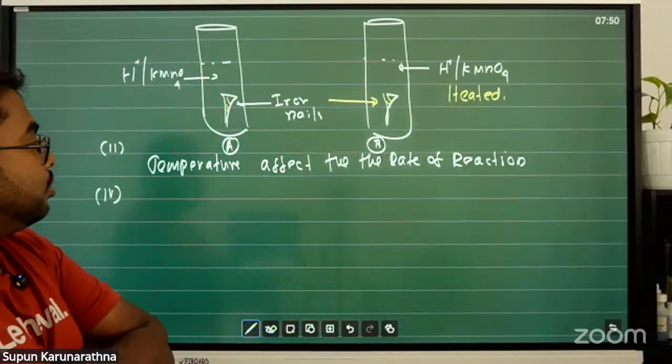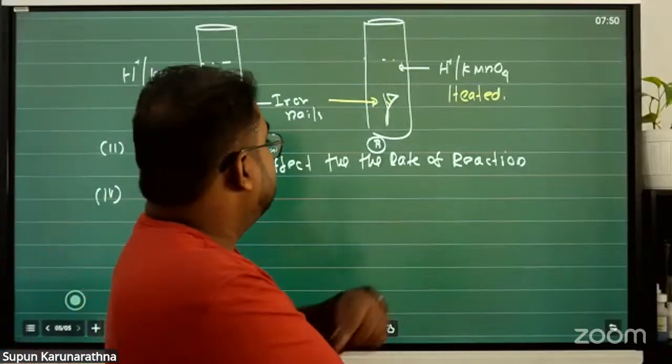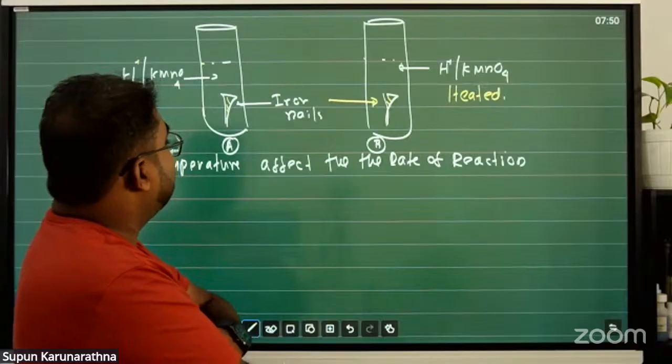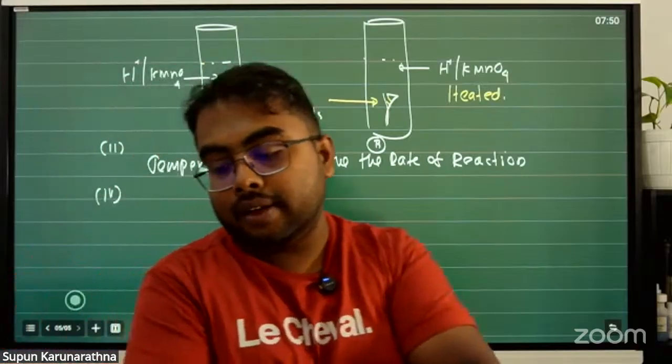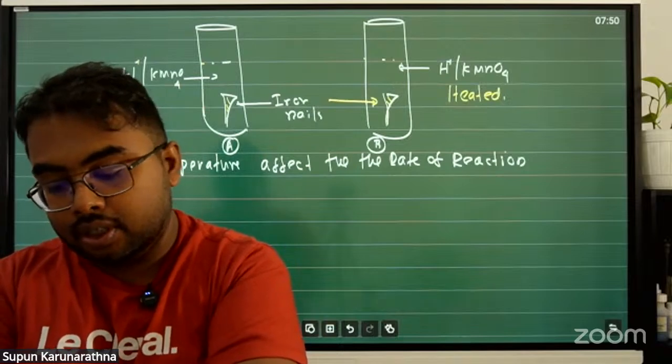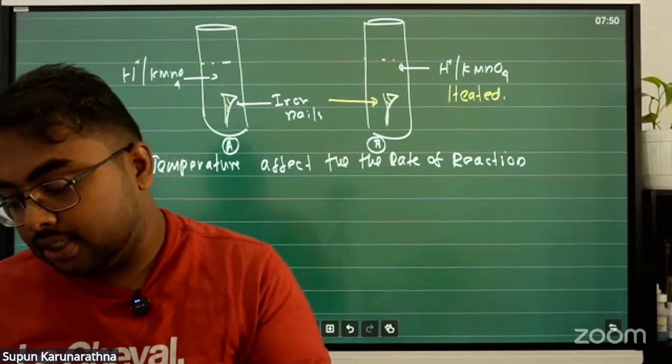Then you can write the short answer, right? It takes less time to decolorize the potassium permanganate in the heated one than in the other one. Write a short answer like that. State the reason for the observation. So why? What is the reason?